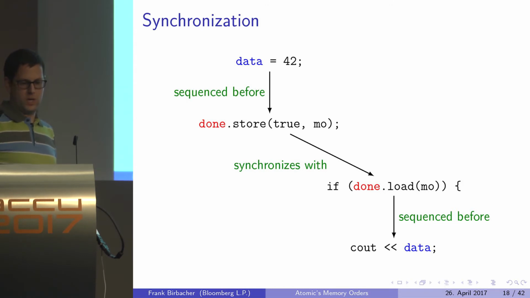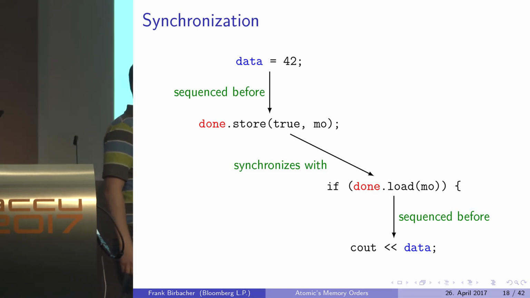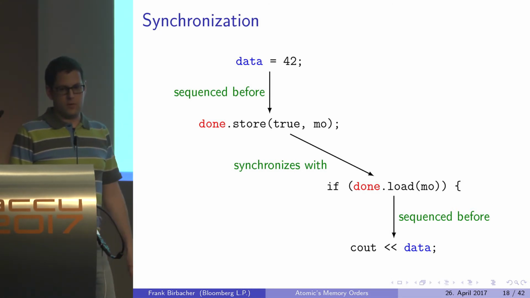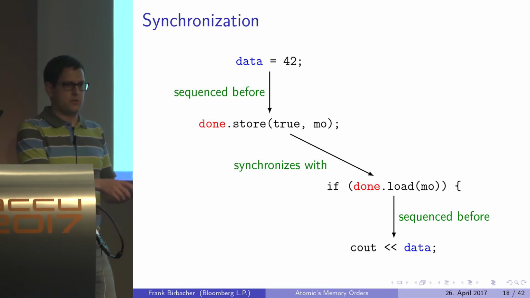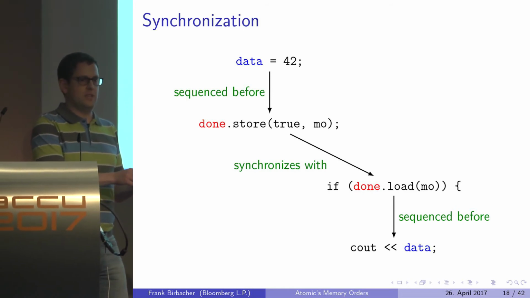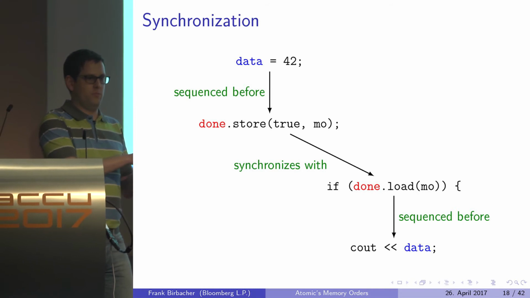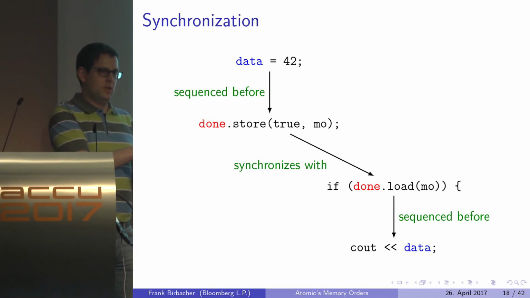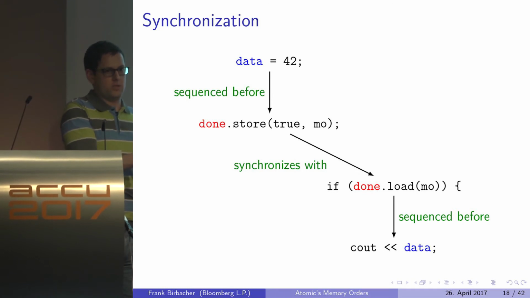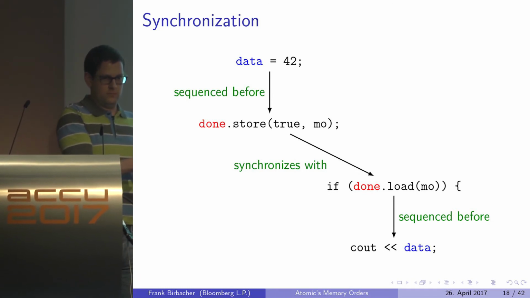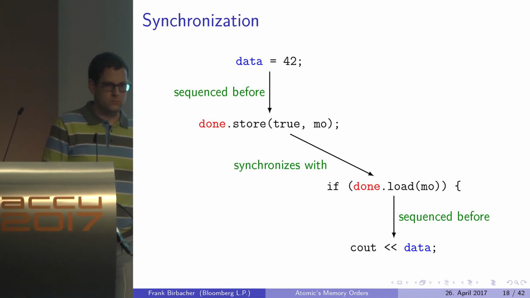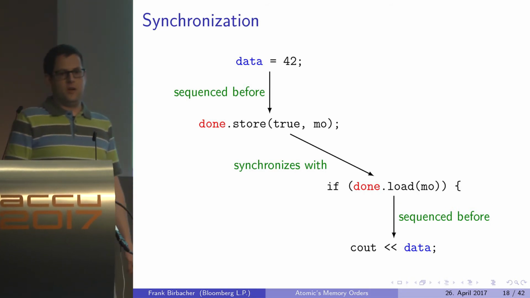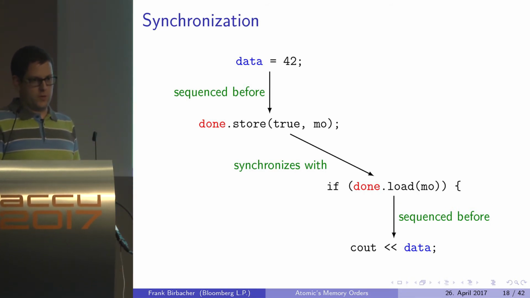The question is why writing to the data up here is sequenced before storing the atomic. Sequenced-before is really the order in your source code. If you lexically write this above writing to the atomic, then it's sequenced before. If done was not an atomic, it would still be sequenced before. The optimizer would be free to reorder things.